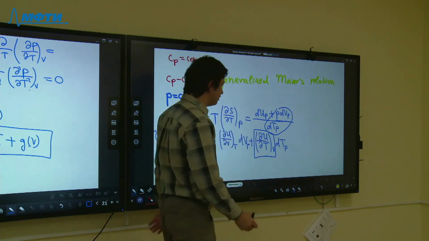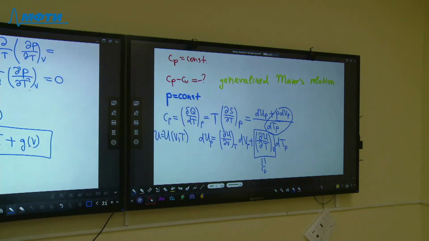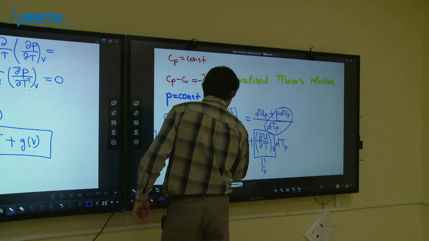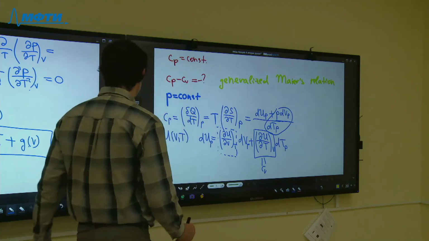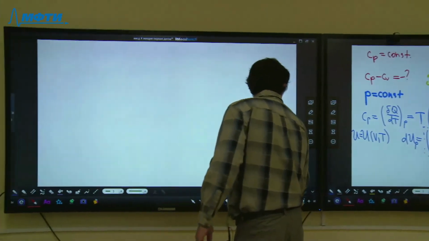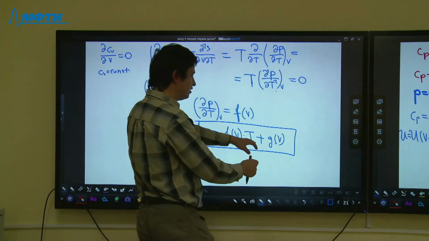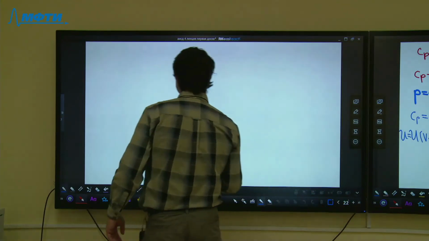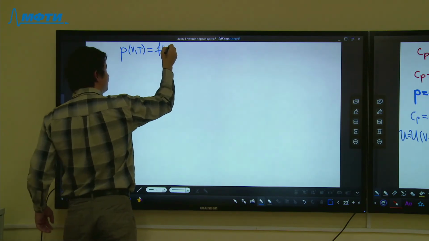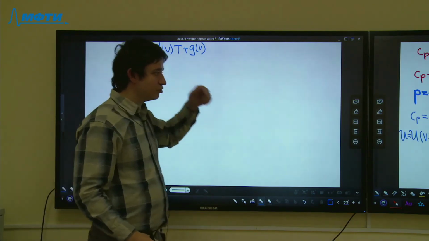Now looking back on this one, I see that this is actually the molar heat capacity at constant volume. This is Cv, dU over dT at constant volume. While this one I have already derived during the previous lecture. So let's go back to it. I need to remember that pressure is f of v times T plus g of v. So let me write it here: pressure as a function of volume and temperature is f of v times T plus some g of v. That's the conclusion of the previous part.